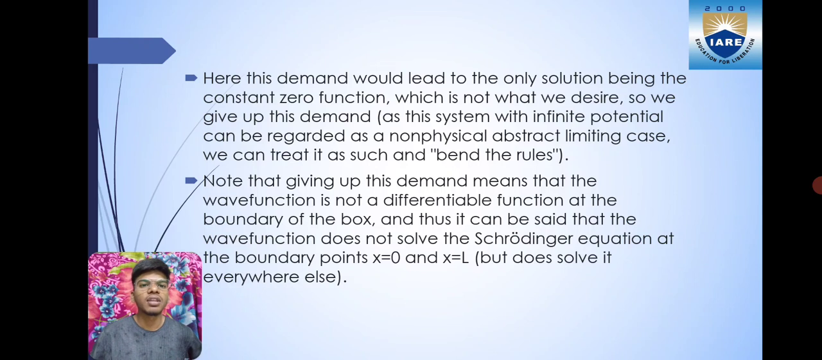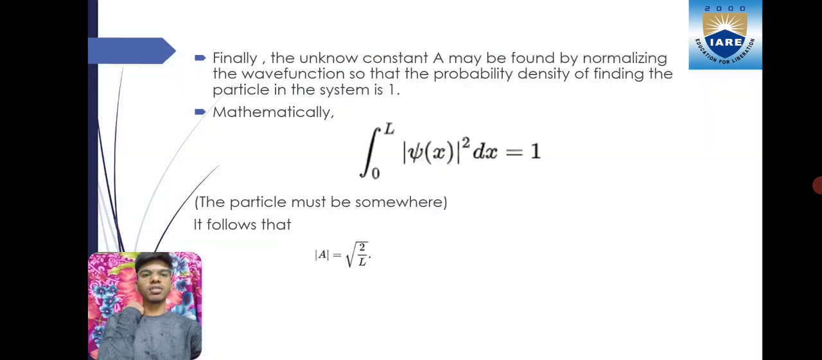So we give up this demand, as a system with infinite potential can be regarded as a non-physical abstract limiting case. We can treat it as such and bend the rules. Note that giving up this demand means that the wave function is not a differentiable function at the boundary of the box, and thus it can be said that the wave function does not solve the Schrödinger equation at the boundary points x equals 0 and x equals L, but does solve it everywhere else.